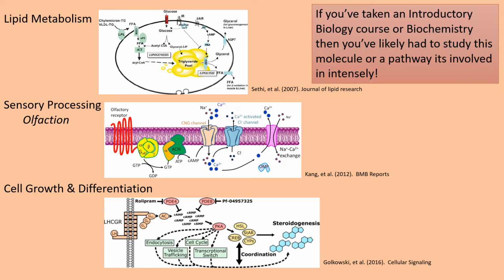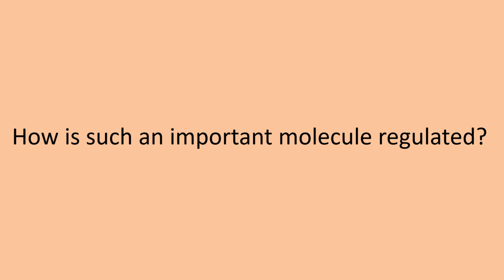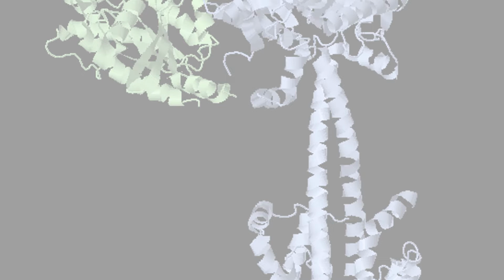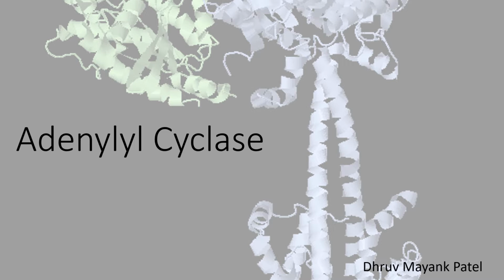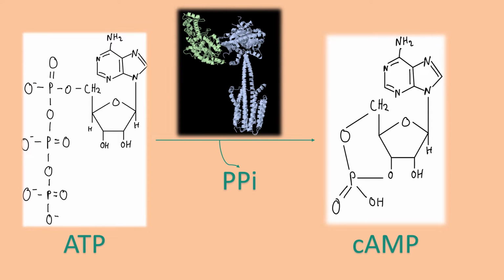it's involved in intensely. But you may be wondering, if cyclic AMP is such an important molecule that's used for so many different purposes, then there must be an equally, if not even more important protein that regulates its synthesis, right? And well, if you were thinking of adenylyl cyclase, you'd be spot on. Adenylyl cyclase is not one of, but actually the sole enzyme that synthesizes the conversion of ATP to cyclic AMP. Let's take a look at some of its interesting structural features.